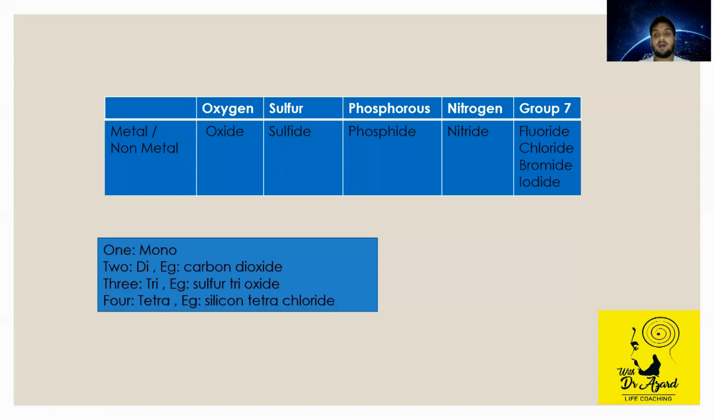Then the last one, if we have four of these elements. So basically, if we are reacting a metal with one of these four times, then we have to use the word tetra. So if silicon reacts with four chlorines, we are able to get silicon tetrachloride. Be very mindful of these words, di, tri, and tetra, because these are very important.